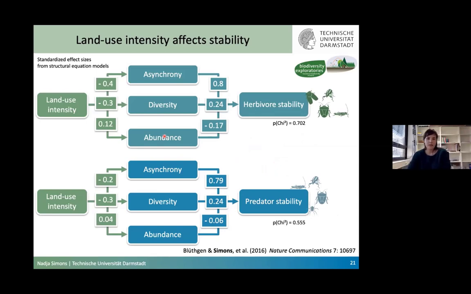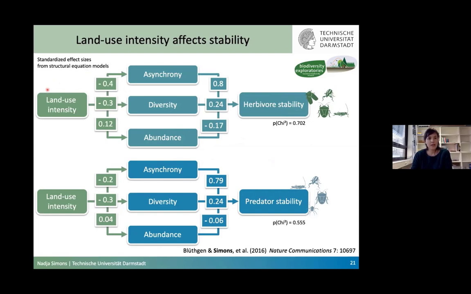So when we looked at the stability in overall abundance of the herbivore community and the predator community in our systems, we found that community stability is increased by a high diversity, but also by a high asynchrony among the species. So the more different the species reacted over time, the more stable the community as a whole became. And this was true for both the herbivore community and the predator community. Overall abundance generally decreased stability because the communities were more dominated by one individual dominant species.